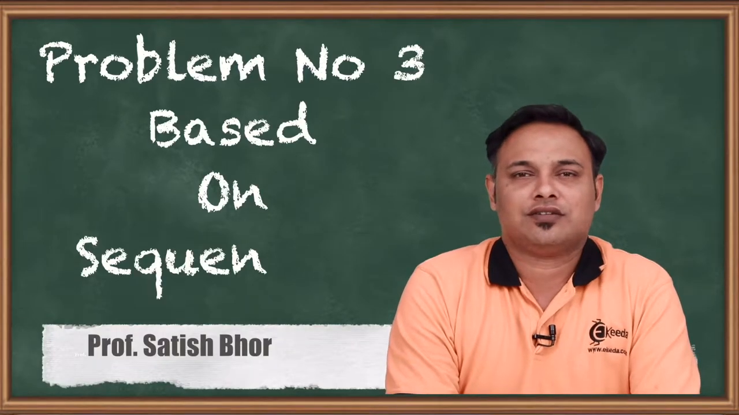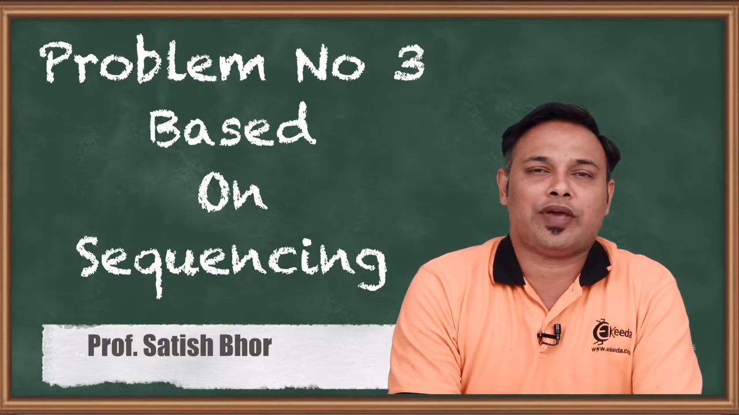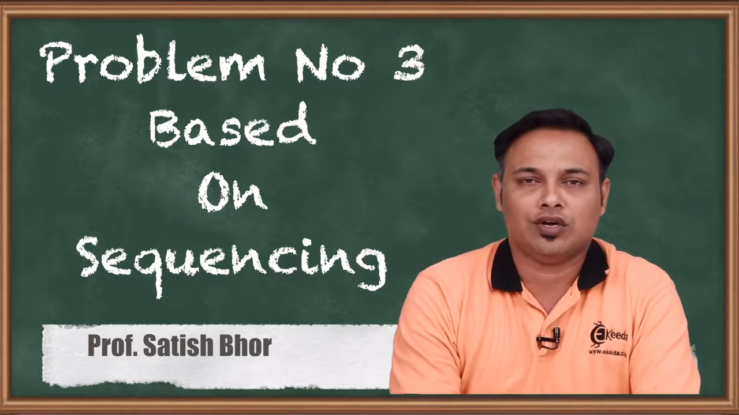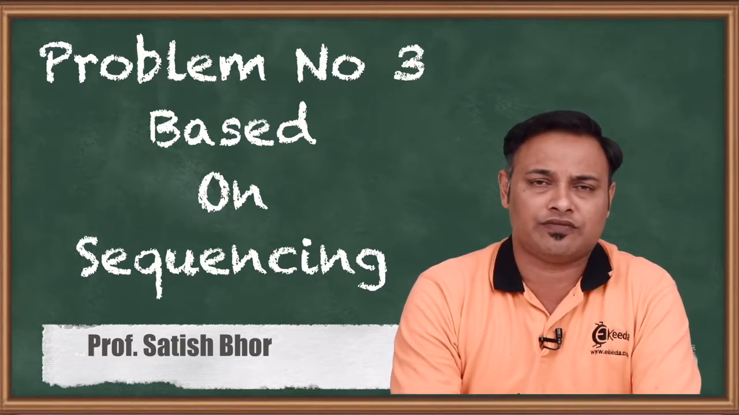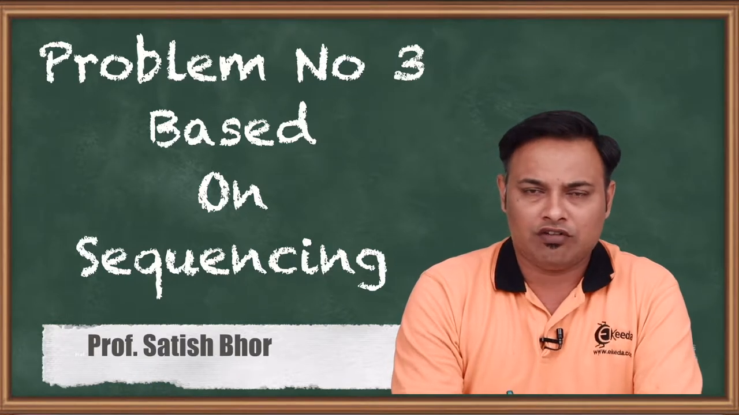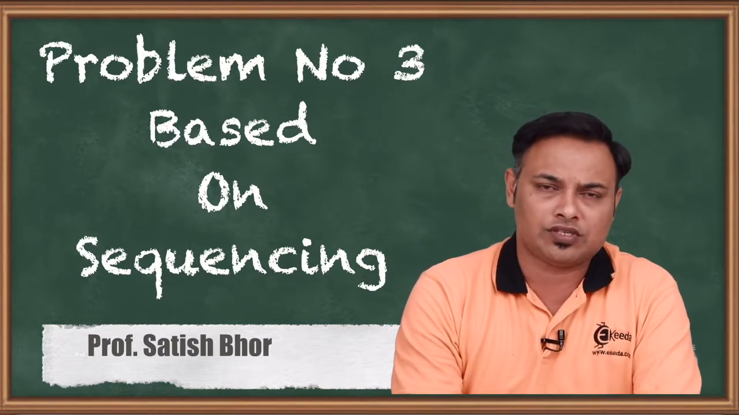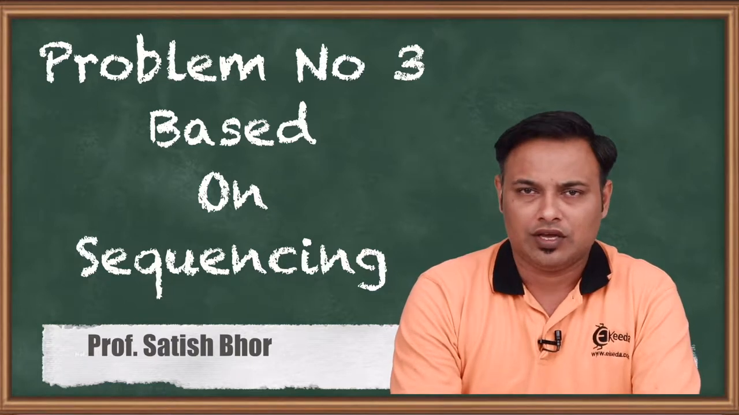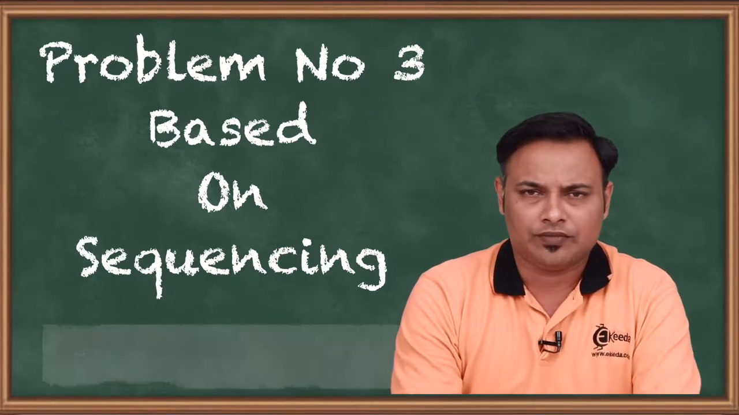Hello friends. So this is a problem based on sequencing, but then this is a three machine problem. So far we have solved two problems, and in both the problems we had two machines. Now we have got a problem based on sequencing with three machines, M1, M2 and M3. How to solve it out? Let's see.